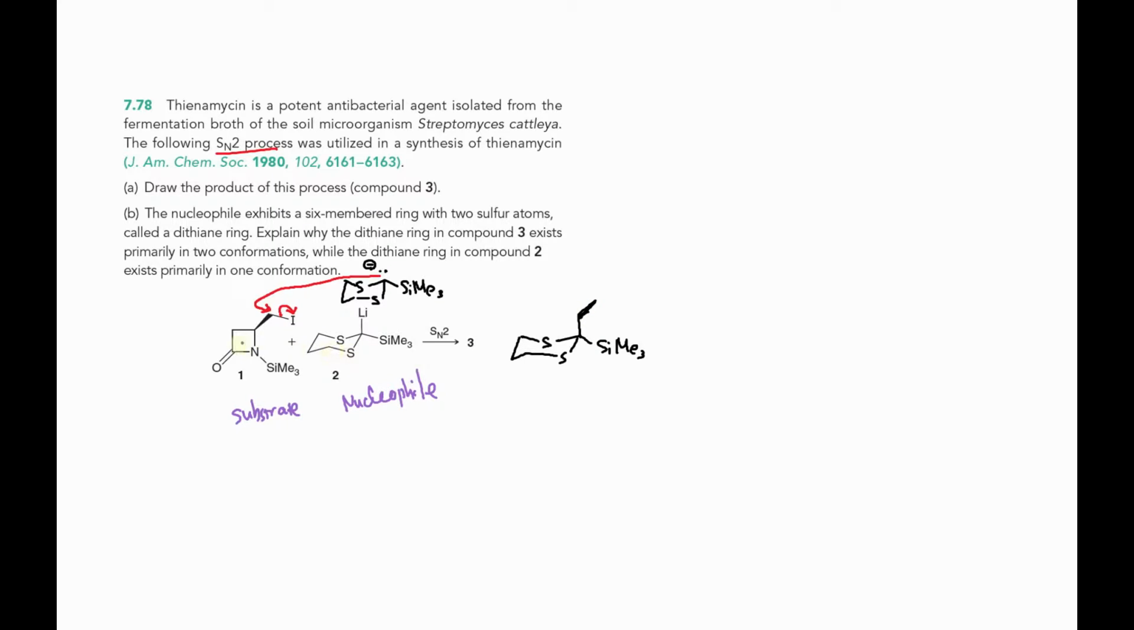Okay, now the nitrogen is going to be on this side, so we're going to have nitrogen over there, and then our oxygen is going to be here, and then that nitrogen has a bulky substituent. So this answers part A.